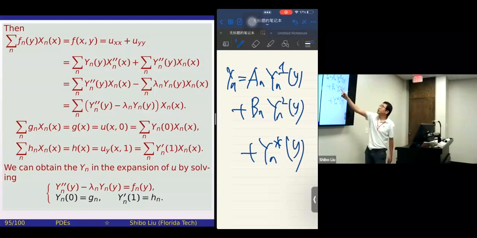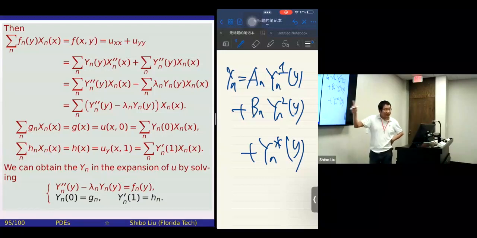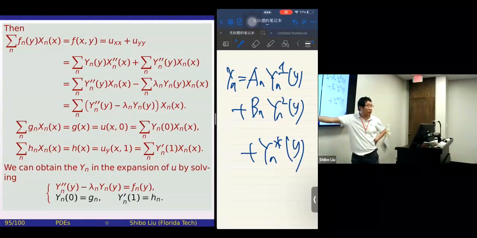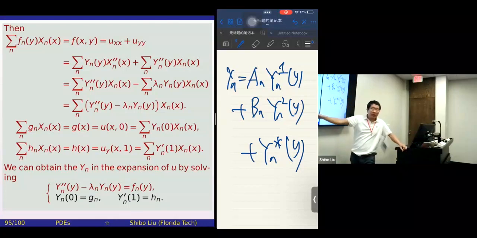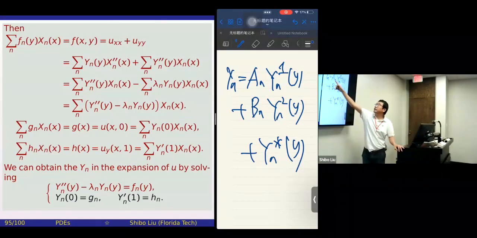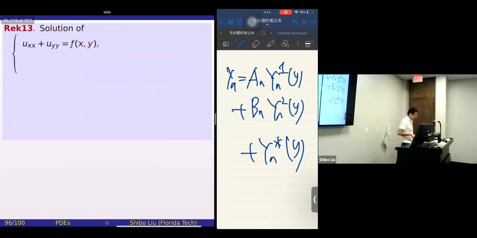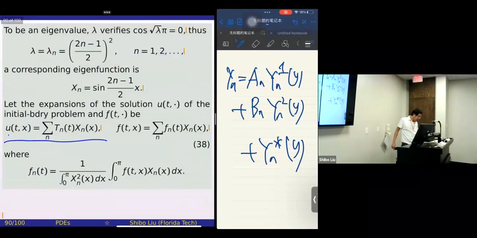yn1 and yn2 are two linearly independent solutions for the corresponding homogeneous ODE. yn star is a special solution of the non-homogeneous ODE. Then this gives us the general solution for the non-homogeneous ODE. Then using the two conditions, yn(0) and yn'(1), you can determine the coefficients an and bn. Then you obtain the yn you want. Anyway, in principle you can solve this problem and obtain yn. With the yn obtained here, we obtain the solution for the PDE problem.